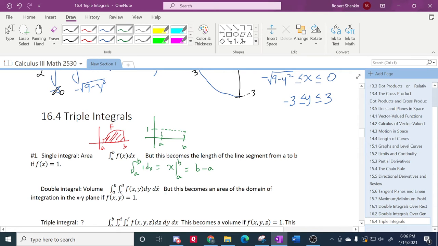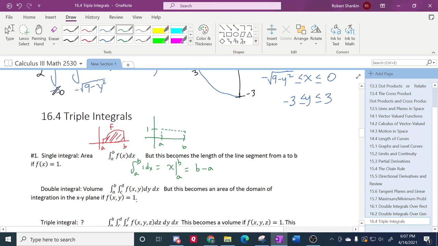But, important, just like this one, this becomes an area of the domain of integration in the xy plane if f of xy is equal to 1. So if you replace this f of xy with 1, because remember, how did we estimate those volumes? You found the area of the base in the domain, and then you multiplied that by the average height. Well, the average height is the exact height of 1 all the time, and so you just get the area in the domain of integration.